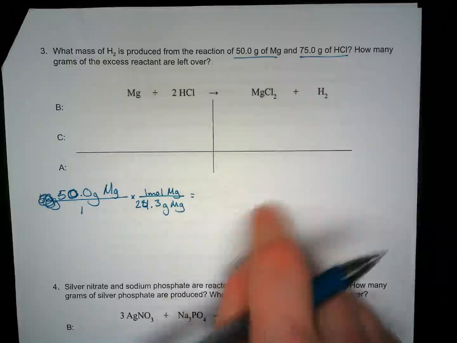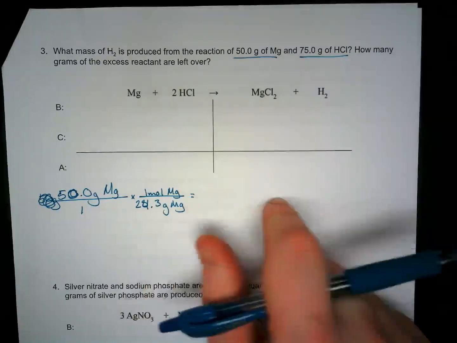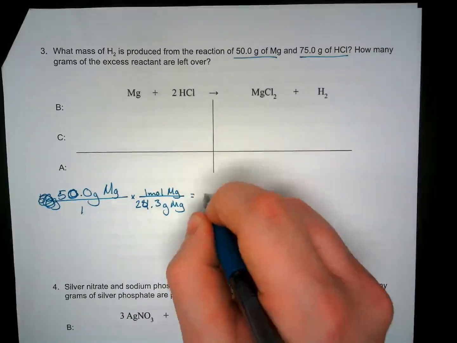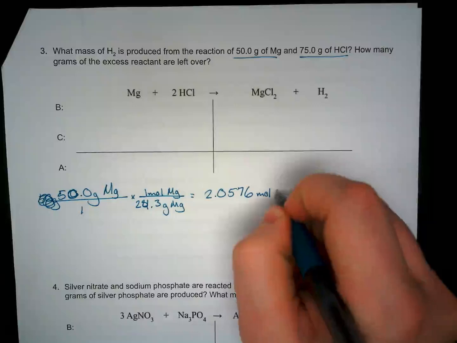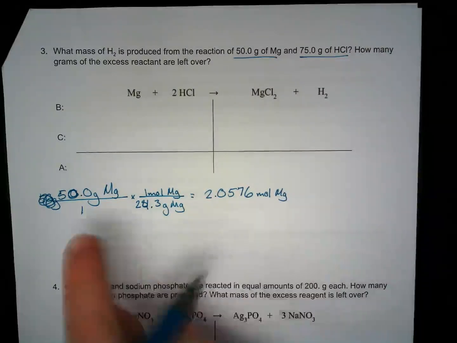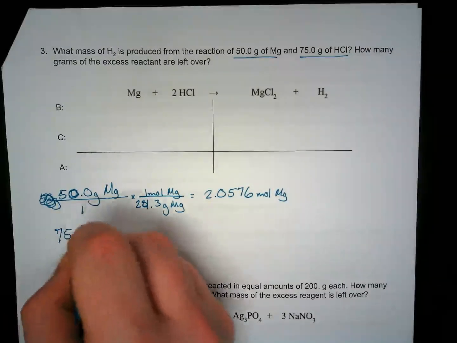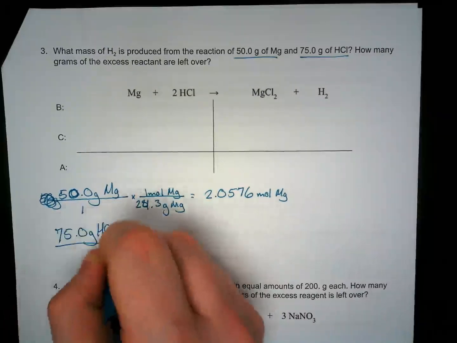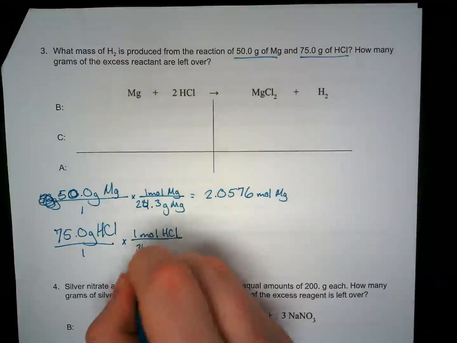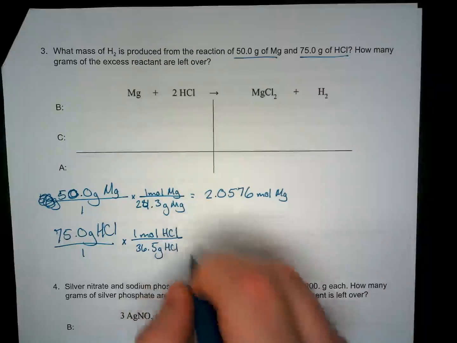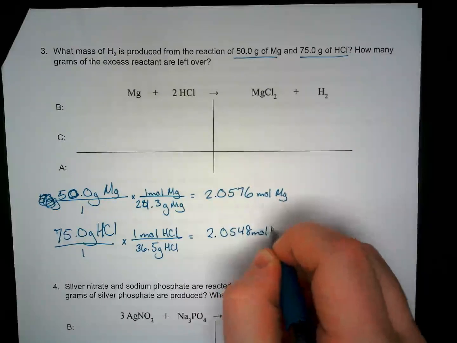Okay. Here, in this little thing that I'm about to give you, this is going to be similar to percent yield. We want to keep a pretty large number here. We want this to be as exact as possible. So it'd be 2.0576, we'll say, moles of magnesium. Okay. So we'll just keep that for now. And then we're going to do the same thing for hydrochloric acid. So 1 mole of hydrochloric acid, I have 36.5 grams, okay, which would give me 2.0548 moles of hydrochloric acid.